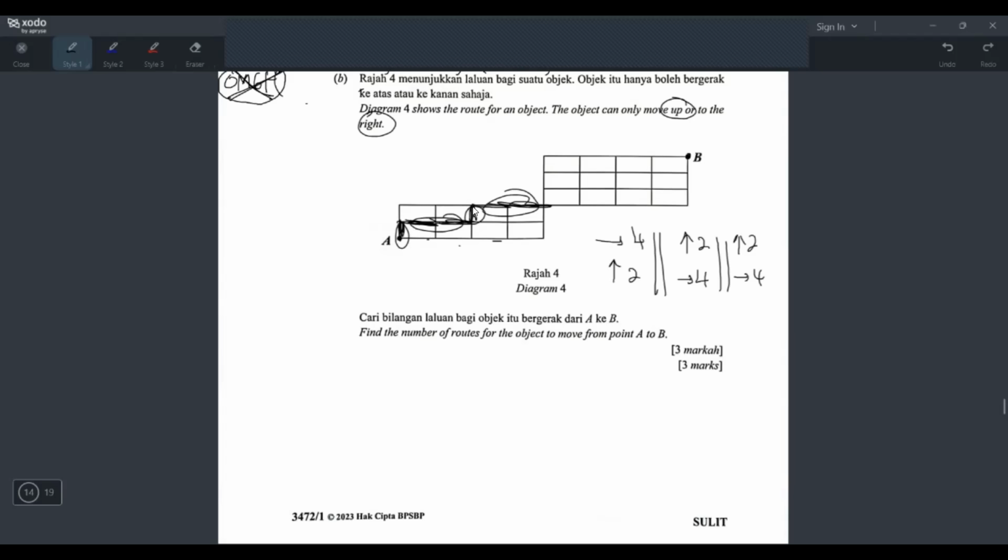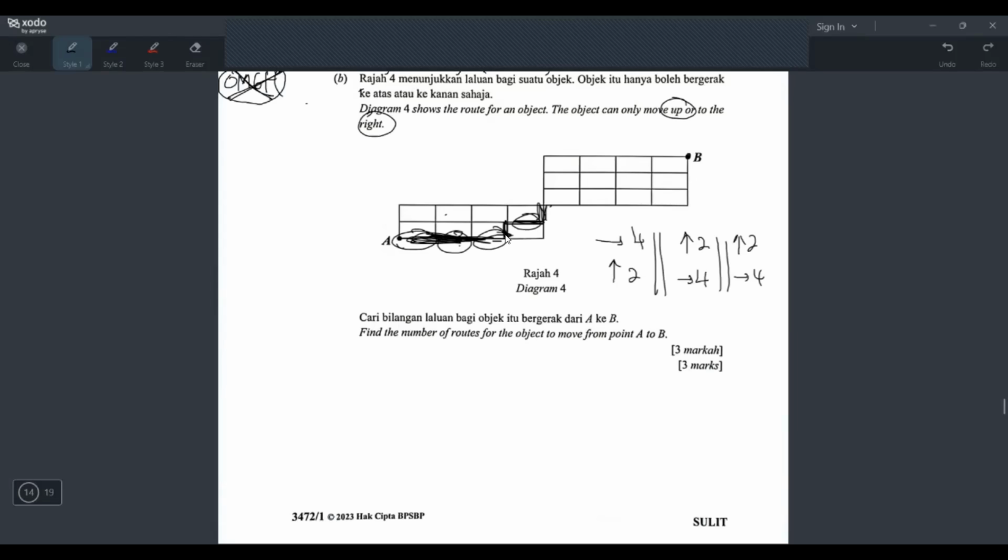It means it doesn't matter which route I take, I will always end up with 4 to the right and 2 ke atas. Betul tak? Okay. Let's try one more example to make you understand. Why not? Let's say I go like this, and then like this, and then like this, and then like this. Can you see it's also 4 kanan? You see 1, 2, 3, 4.